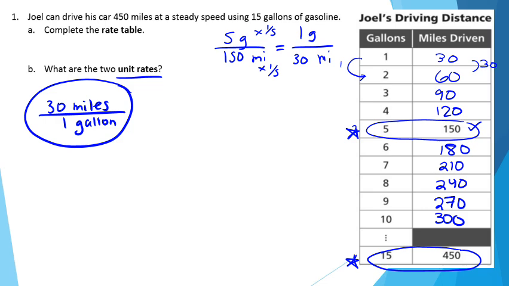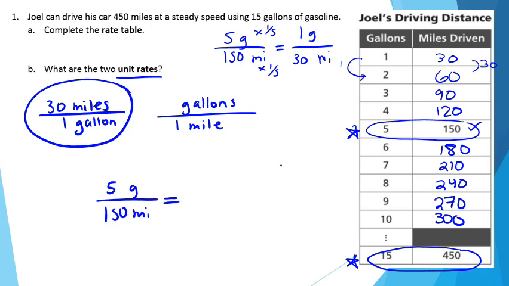The other unit rate's a little trickier to find. This one I want to know how many gallons per mile, per 1 mile. One strategy would be to set up a proportion. So again, if I take my 5 gallons and 150 miles equals how many gallons for 1 mile. And again, I could have started with any number of different proportions or different ratios here. I could have done 1 to 30. I could have done 15 to 450.